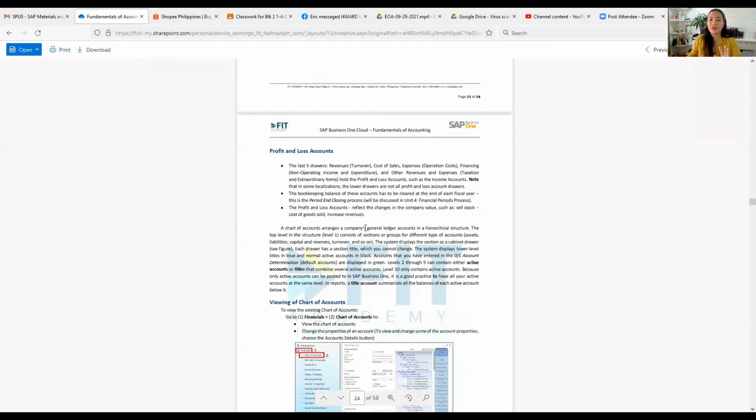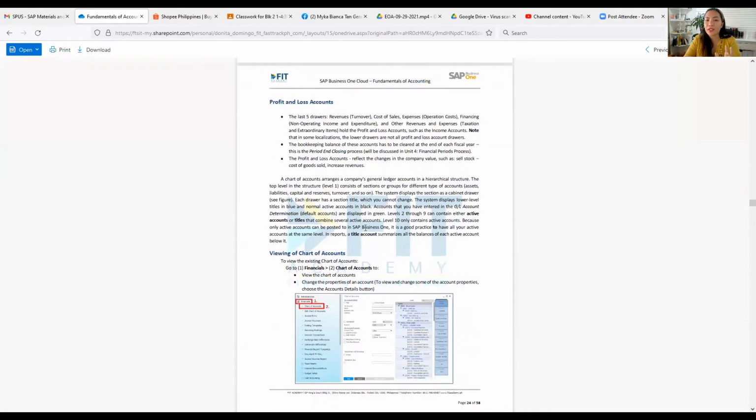So profit and loss accounts. The last 5 drawers include revenue. Revenue will include turnover. Revenue or turnover, it's actually turnover. They usually use the word turnover when it comes to other parties. They usually ask, well, what is the turnover of the company? That means the revenue of the company.